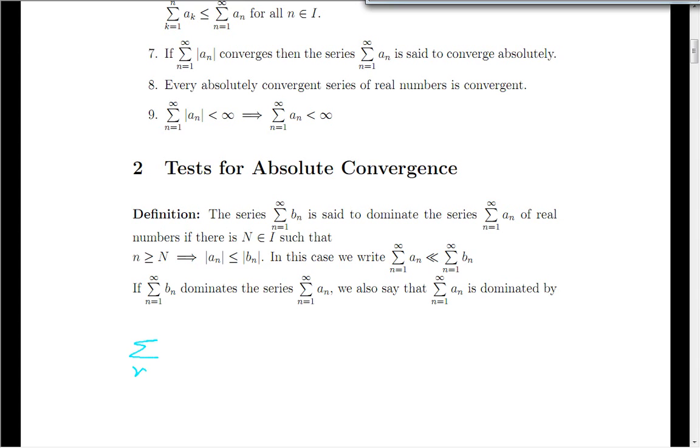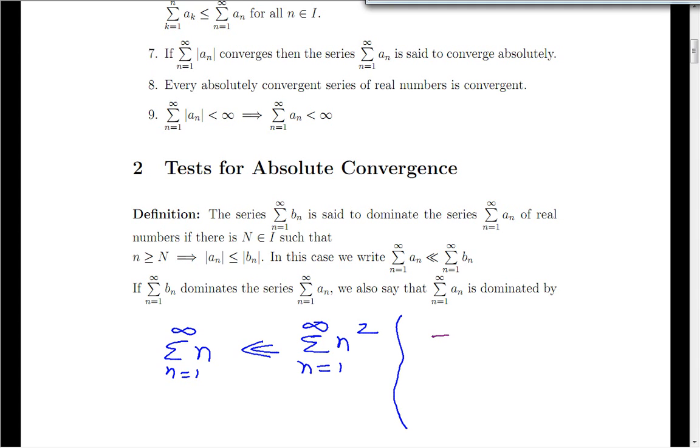Let us see some examples of dominance. The series sum from n equal to 1 to infinity of n is clearly dominated by the series sum from n equal to 1 to infinity of n square. This is the first example. Let us see the second example. The series sum from n equal to 1 to infinity of 1 upon n cube is dominated by the series sum from n equal to 1 to infinity of 1 upon n square.